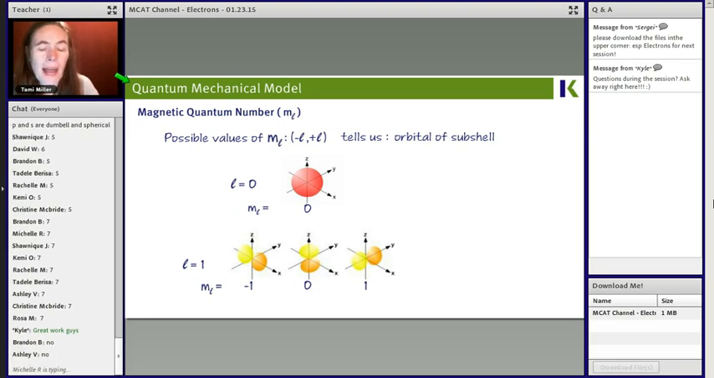Good, Brandon, absolutely not. For convention, because we think linearly, we think logically, we always do it px, py, pz, but in reality, it really doesn't matter.